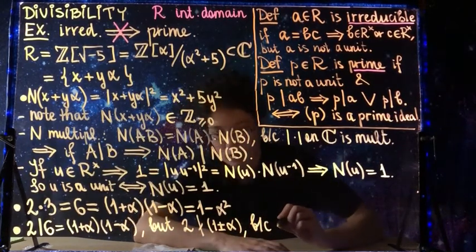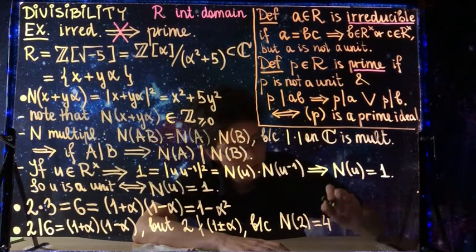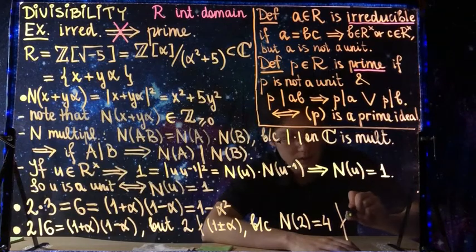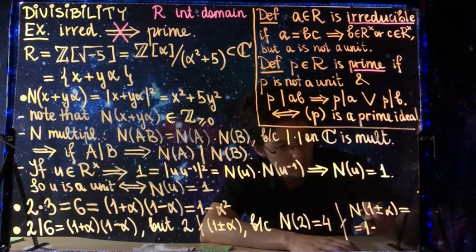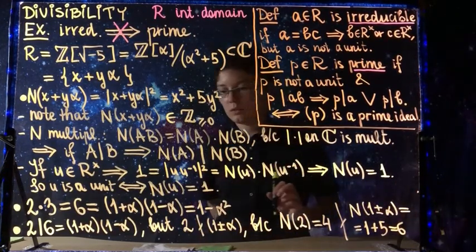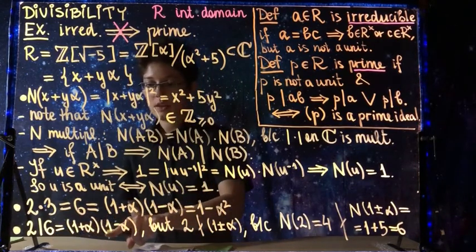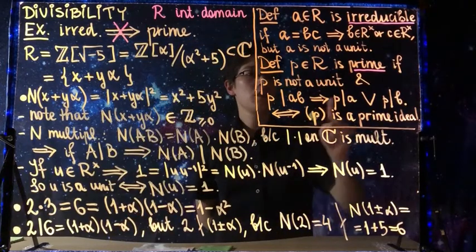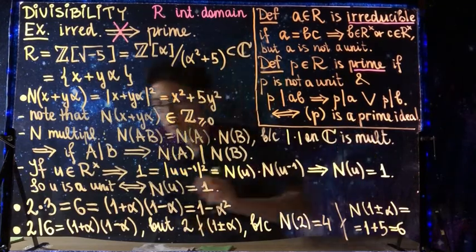And this is because the norm of 2 is equal to 4, and it does not divide the norm of 1 plus or minus alpha, which is equal to 1 plus 5, which is equal to 6. So 2 divides 6, but not either of the factors. So 2 is not a prime element.